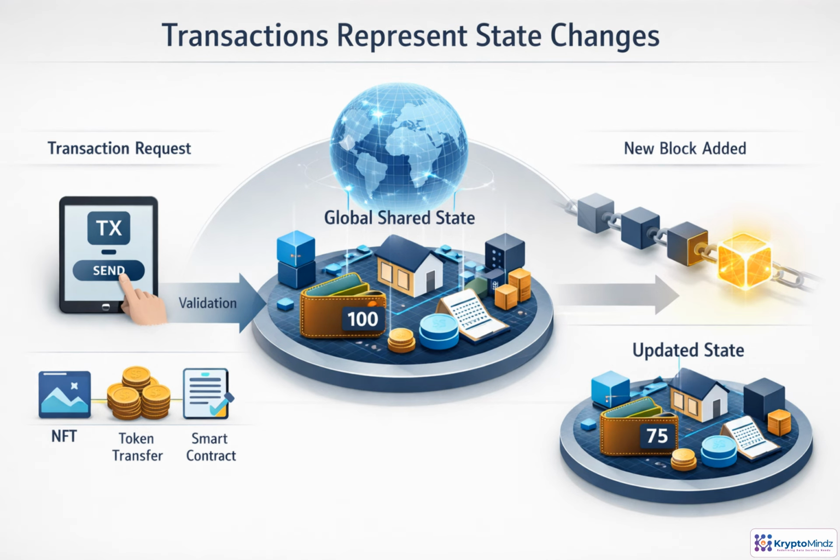Think of a transaction as a proposed change to the blockchain's shared reality. It might move tokens, mint an NFT, update a smart contract, or change an ownership record. The network checks whether the request follows its rules: valid signature, enough balance, correct contract logic, and so on. If the transaction is valid and included in a block, it becomes part of history, and the global state updates for everyone.